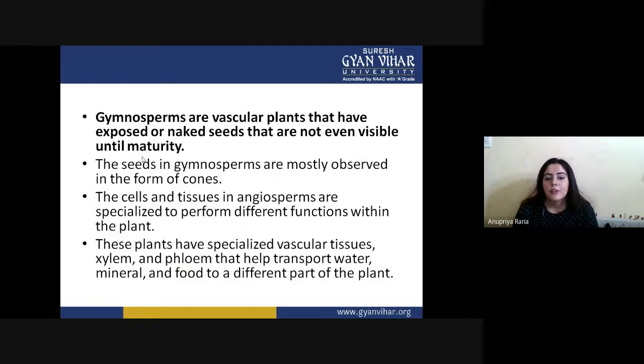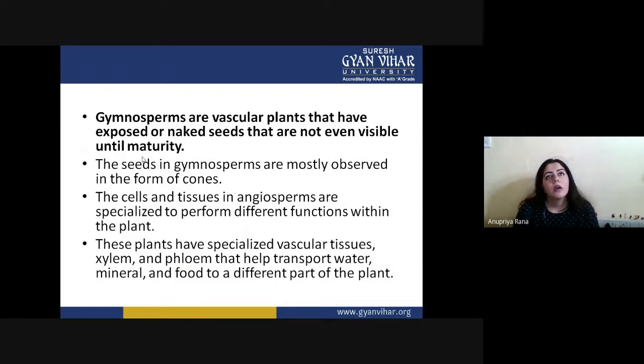The cells and tissues in angiosperms are specialized to perform different functions within the plant. They have specialized tasks to perform in the angiospermic plant. They also have specialized tissue in the form of vascular tissue, like xylem and phloem, that helps transport water, minerals, and food from one place to another.